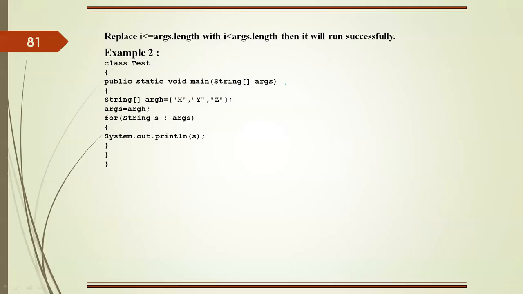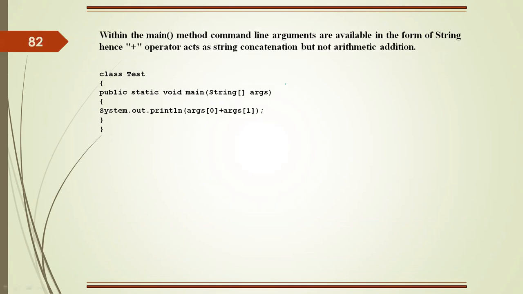Now next is within the main method, the command line argument is available in the form of a string. The command line is within String. If a plus is there, then it is not acting as an arithmetic operation. It is acting as concatenation.